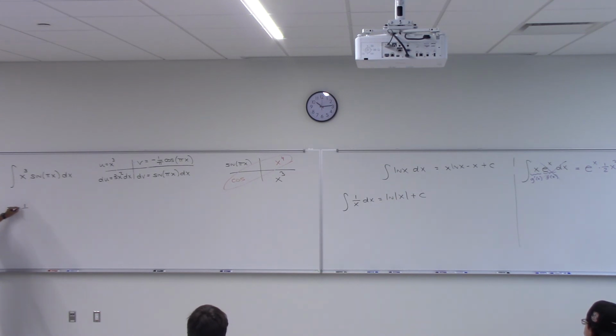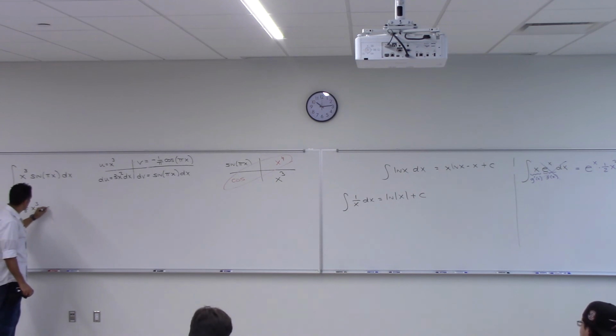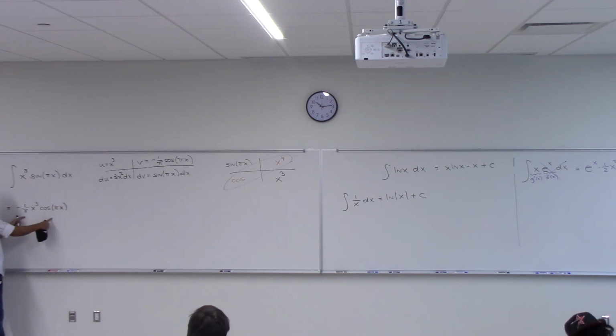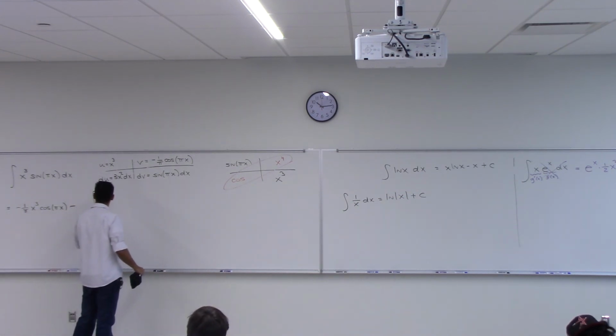Negative 1 over pi x cubed. Is that all right if I do it that way? Like negative 1 over pi is a constant, then x cubed, then cosine pi x. That's ultraviolet, right? Ultraviolet minus a big space here.